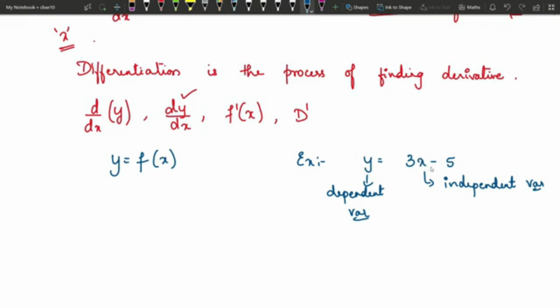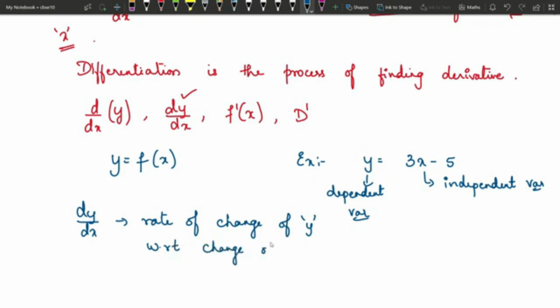So you give some value for x, accordingly y will get some value, then you increase the value of x by a certain quantity and definitely y will also increase. So dy by dx is the rate of change of y with respect to change of x, the change in the value of x. So when x changes, how much does it affect y? That is the measure dy by dx.